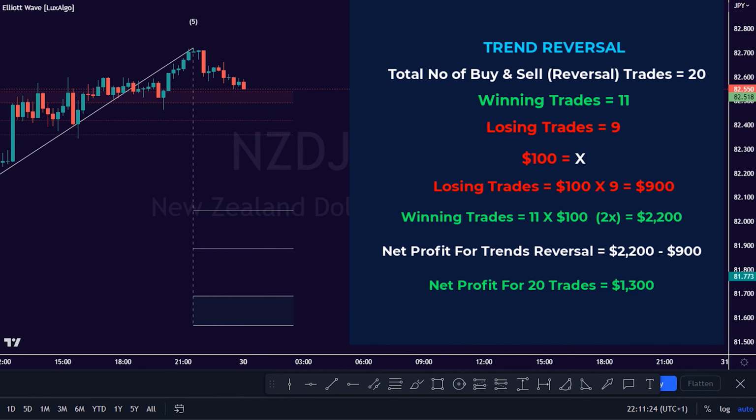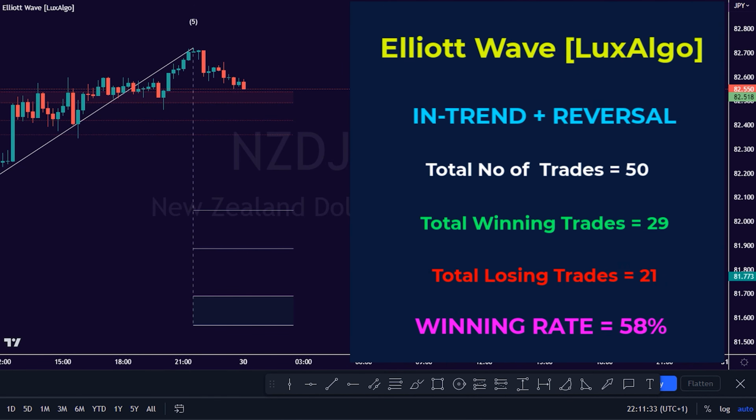With the Elliott Wave LuxAlgo indicator, my total net profit income is $1,300. As you can see, out of 50 executed trades with the Elliott Wave LuxAlgo indicator, I had 29 winning trades and 21 losing trades. That's a 58% winning ratio with the Elliott Wave LuxAlgo indicator.